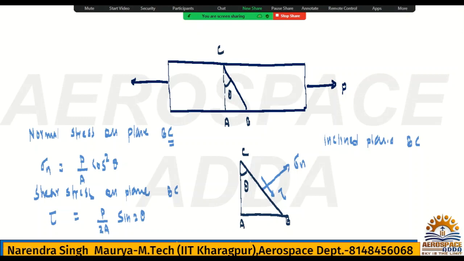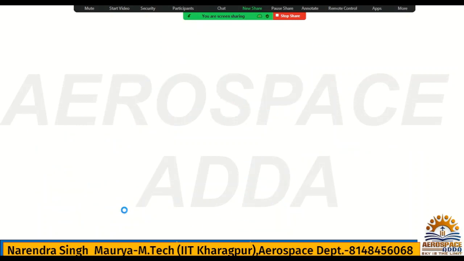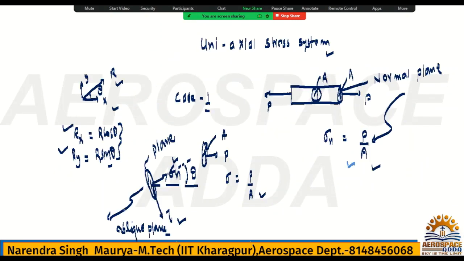If this BC is inclined, and if you want the normal plane, then this theta should be 0 here. So if you keep sin 2 theta, which is nothing but sin 0, sin 0 is 0. So this tau will be 0. And for the normal plane, only normal stress you will get. There is no shear stress. Here only I have explained that. This one we had discussed already.